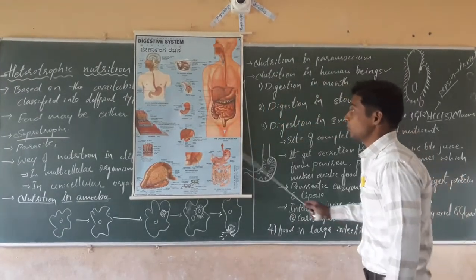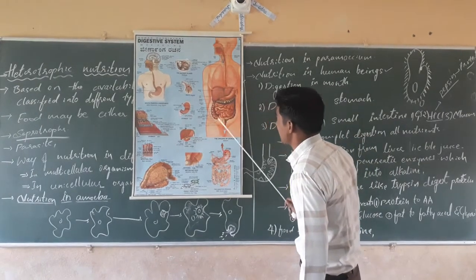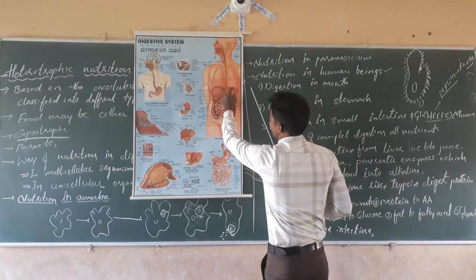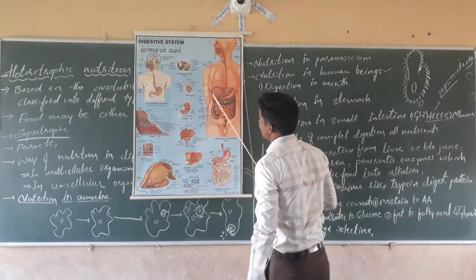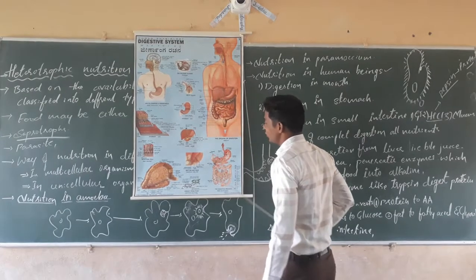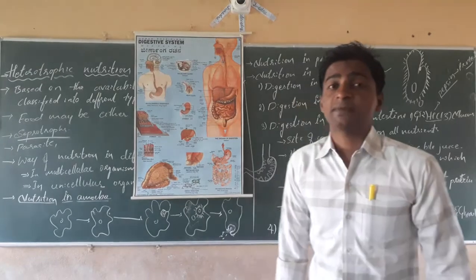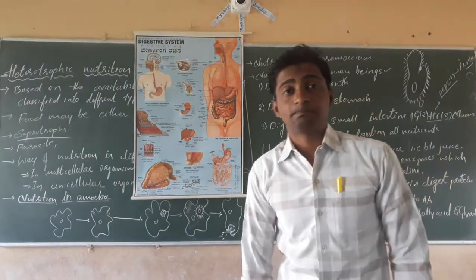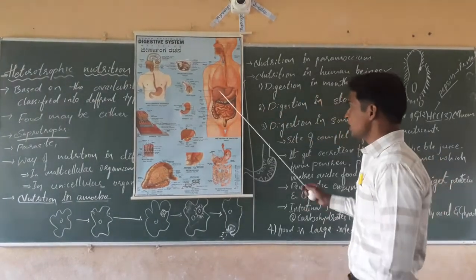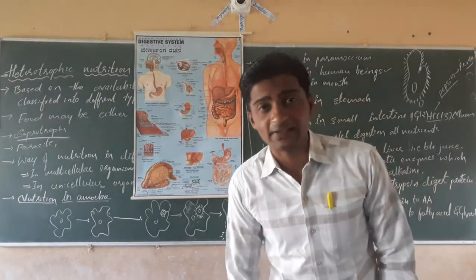The two largest glands are attached. The first one is the liver and the second one is the pancreas. The liver is the largest gland of the body, and the pancreas is attached on the duodenum region. The liver secretes bile juice, which helps in the emulsification of fat. Next, the pancreas contains a number of enzymes, called pancreatic enzymes.